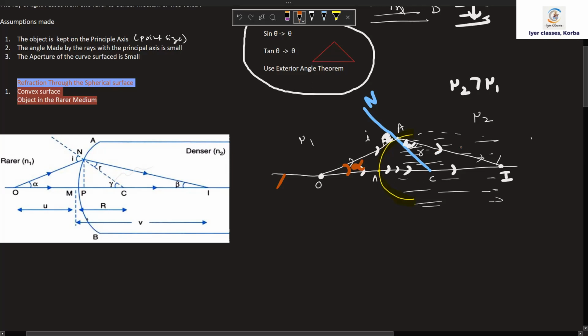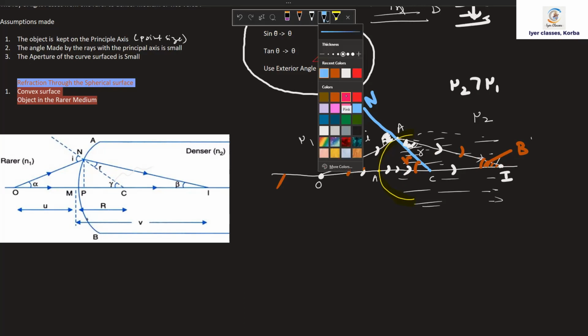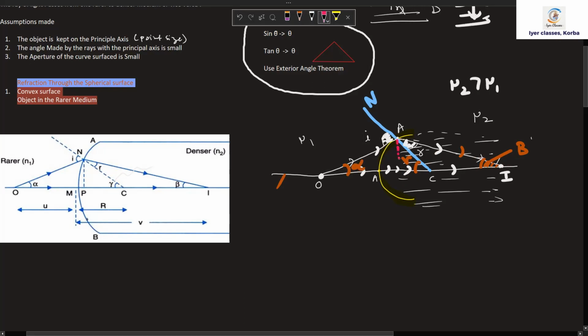The angle between the refracted ray and the principal axis is to be taken as beta. And the angle between the normal and the principal axis, I'm going to take this as gamma. Now I am going to add some colors to it. I'm going to draw a perpendicular. This is a construction from A to M. I am going to draw a normal, right? Okay. Fine. Now, is this diagram very clear? It's clear, ma'am.